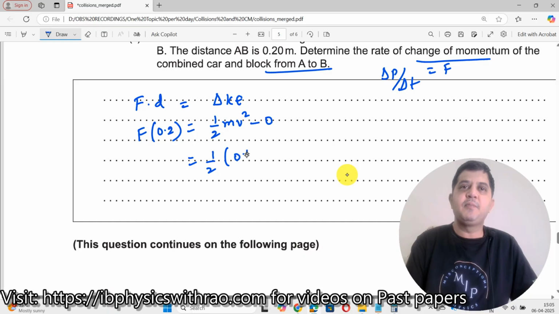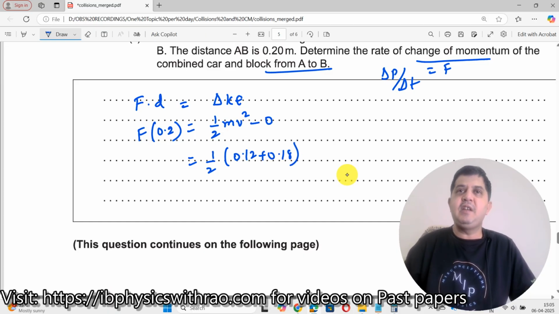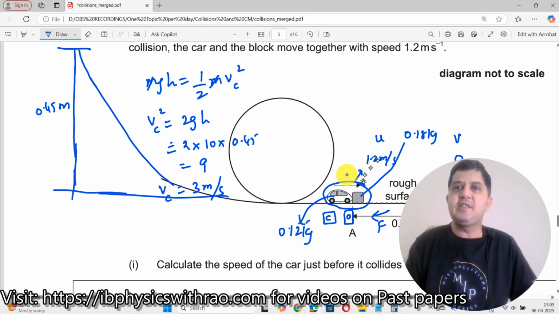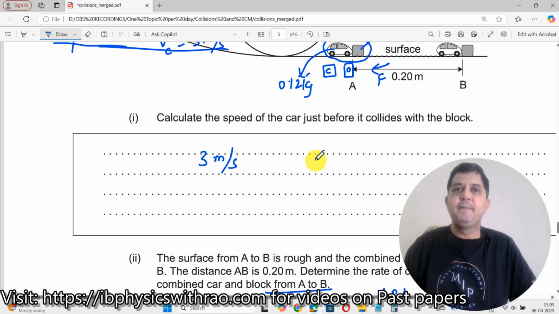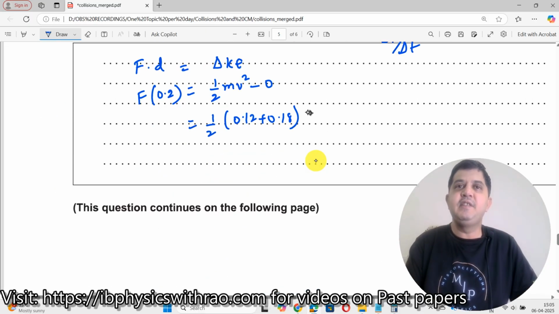So this will be 0.12 plus 0.18 multiplied by V. What is the V here? V here is nothing but the velocity at which the car began to move when both of them were joined together, right? It is 1.2. So I will just write this as V square is 1.2 square minus 0.